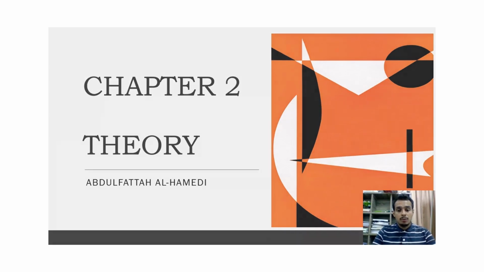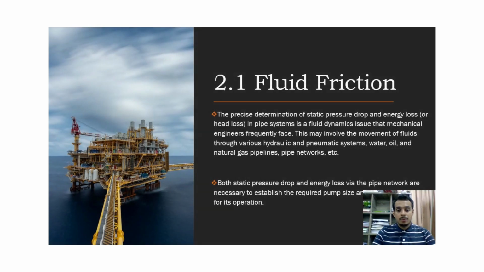Now, going to fluid friction: the precise determination of static pressure drop and energy loss, or head loss, in a pipe system is a fluid dynamics issue that mechanical engineers frequently face. This may involve the movement of fluids through various hydraulic and pneumatic systems such as water, oil, and natural gas pipelines. In this experiment, we will analyze the head loss caused by friction in pipes and pipe fittings at different flow rates via a pipe network.